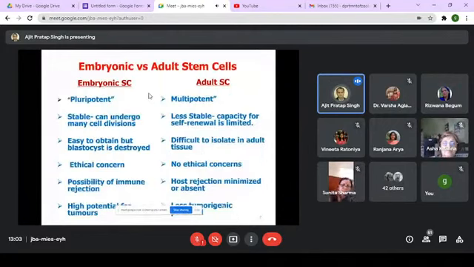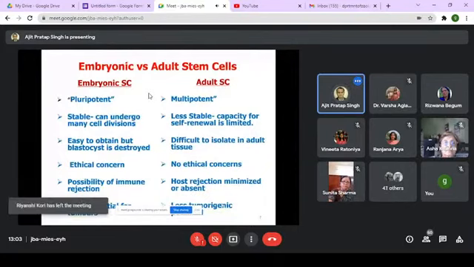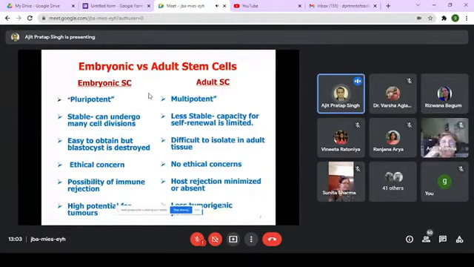What is the difference between the embryonic stem cell and adult stem cell? Embryonic stem cells are pluripotent, while adult are multipotent. Embryonic stem cells are stable and can undergo many cell divisions, while adult stem cells have limited capacity for self-renewal. Embryonic stem cells are easy to obtain, but the blastocyst is destroyed. It means to obtain the embryonic stem cell, you are going to kill a zygote. You can say you are going to kill an embryo.